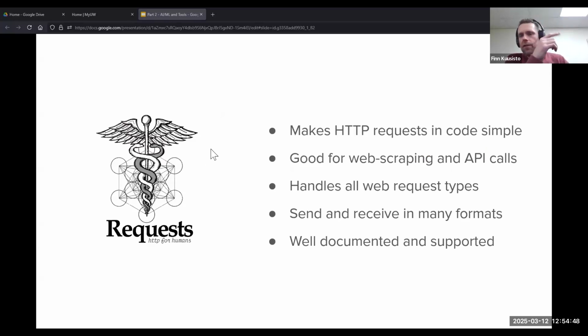And then requests, which was on the first screen that I had there. Requests comes up a lot when you need to pull data from a website. So it's good for web scraping, or if there's some API that you need to hit on a website to capture data. It allows you to do that really easily.